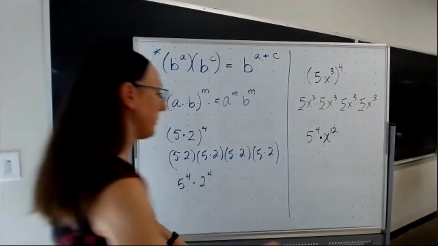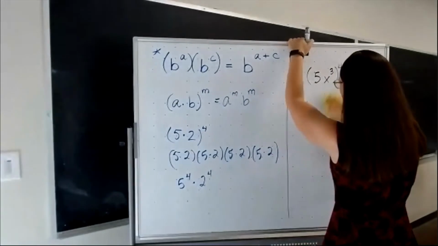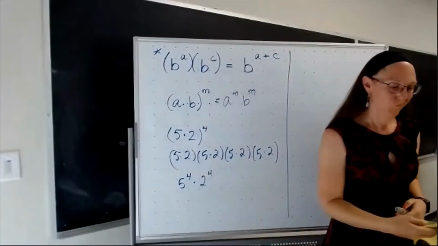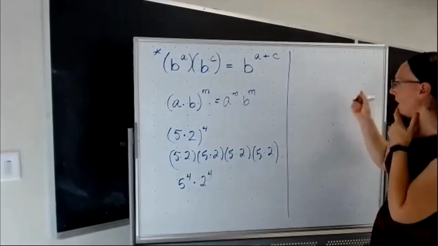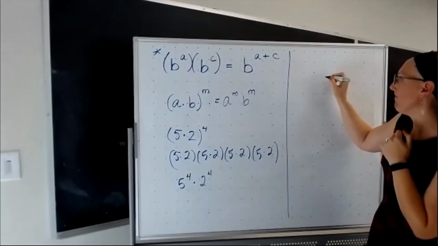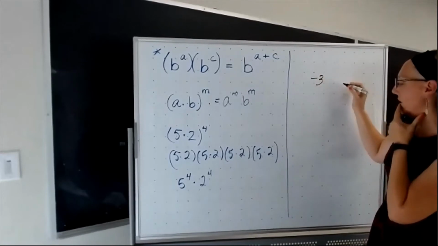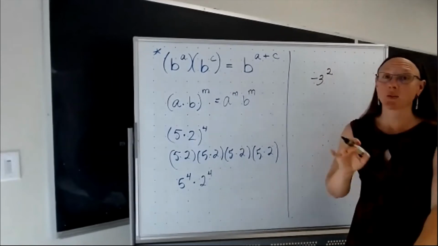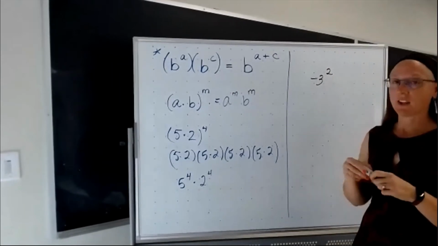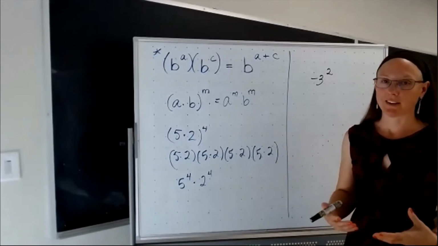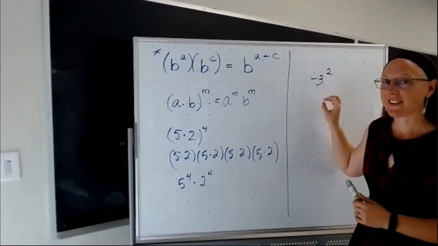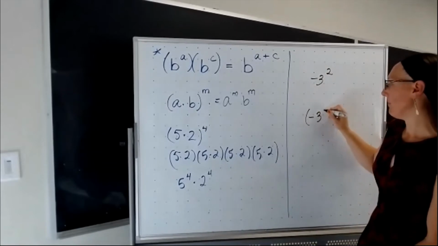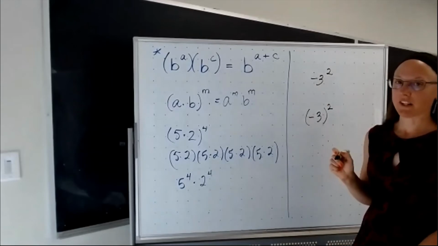Since we're talking about the distributive property, I'm just going to add one more thing here and say that if I had (-3) squared, and this is purely a notation thing. Mathematicians had to agree on some notation. This, notation-wise, is not the same as -3 squared.